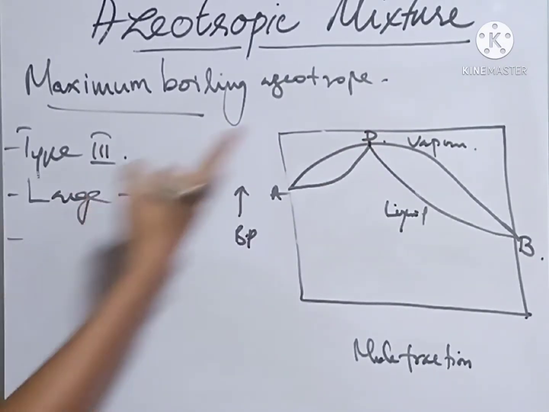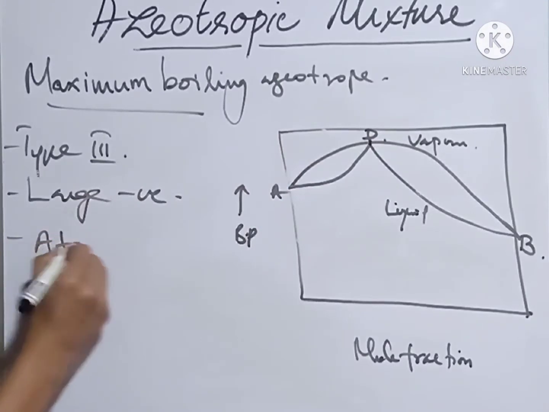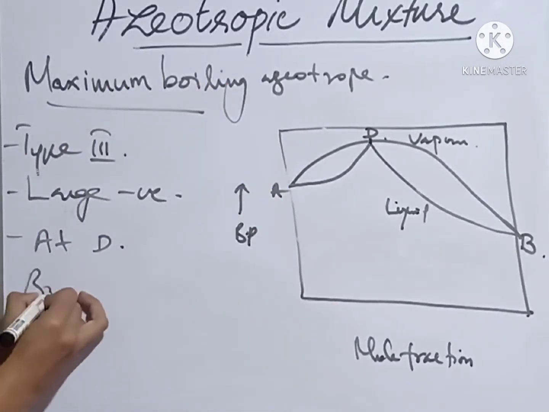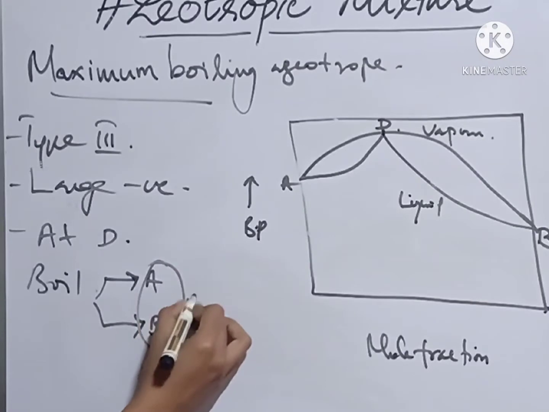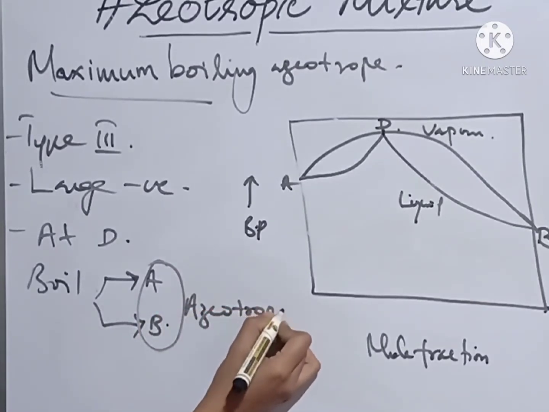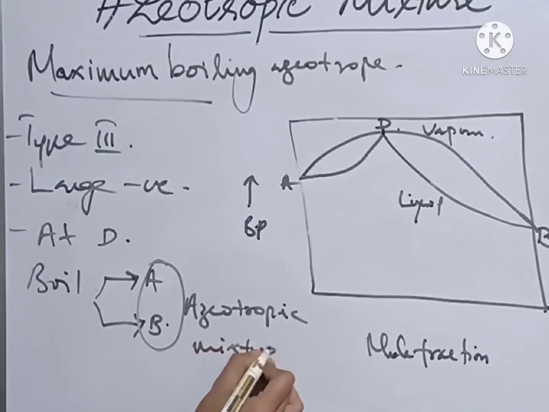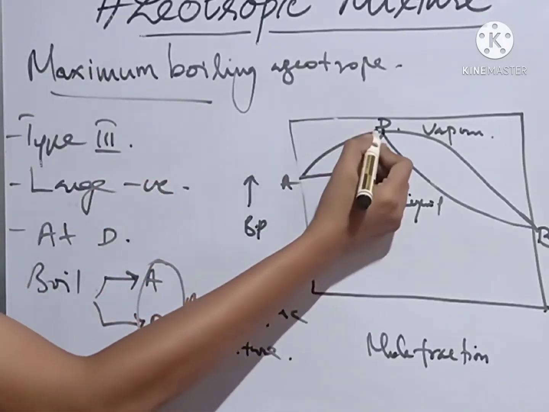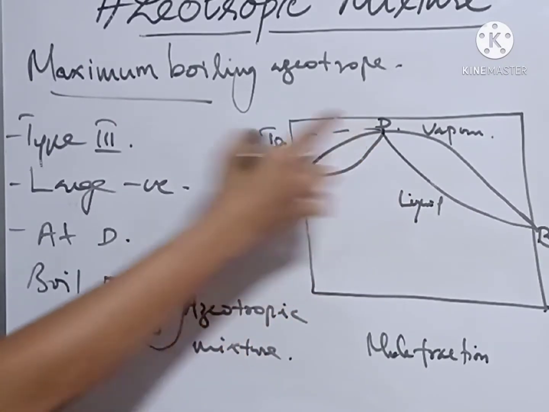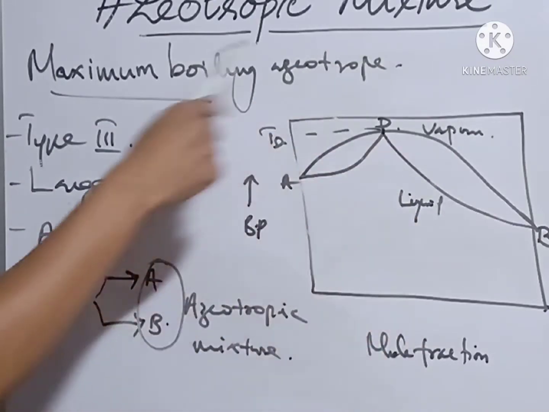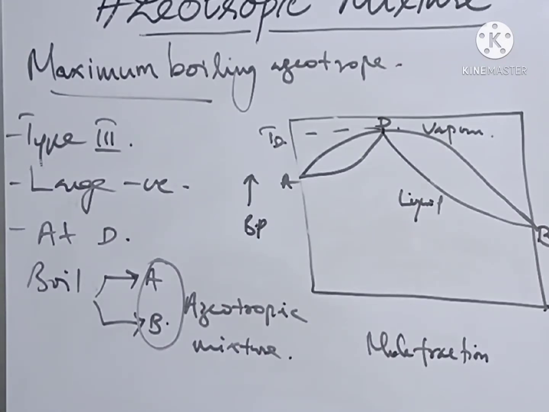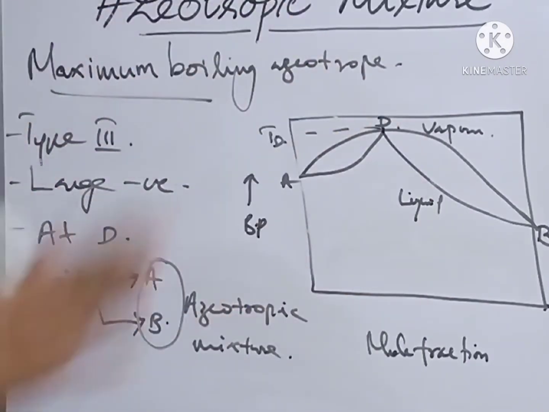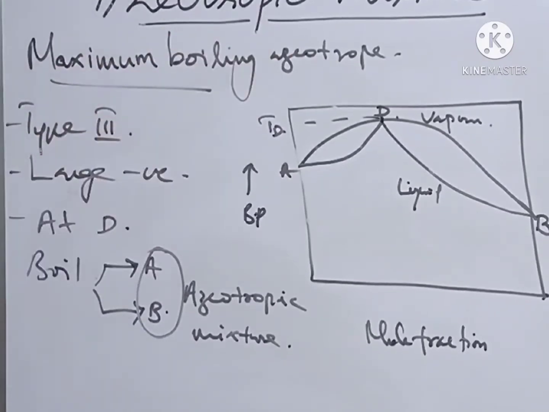At composition D, if we boil the mixture, we'll get both A and B. That is, we'll get an azeotropic mixture. At a constant temperature, which we can mark as TD, the binary liquid boils and the distillate contains both A and B. So this point D is the maximum among all other compositions, so we can call it a maximum boiling azeotrope.